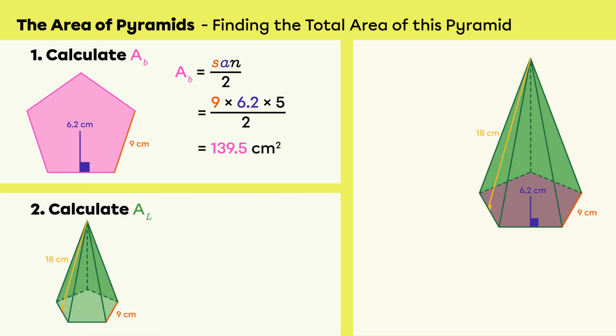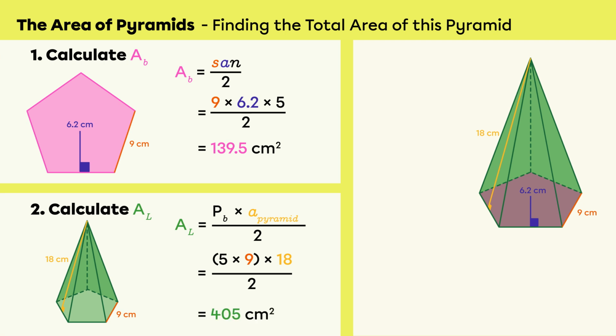Let's continue with the lateral area. You'll need this formula, the perimeter of the base times the apothem of the pyramid divided by 2. Then replace the variables in the formula with the values from the problem. Here, the perimeter of the pentagon is 5 times 9, since the pentagon has 5 sides that each measure 9 centimeters. The apothem of the pyramid is 18 centimeters. So now we calculate. The lateral area is 405 centimeters squared.